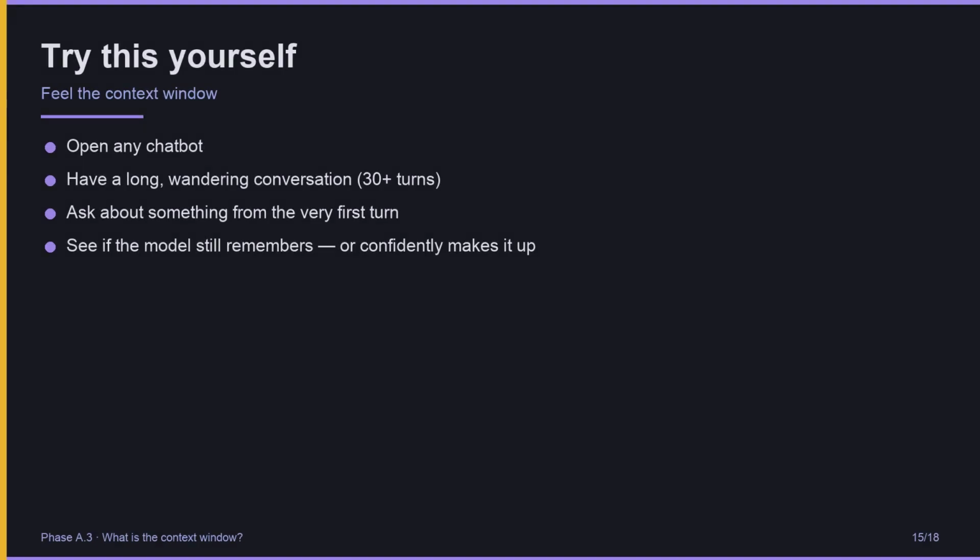Here is a small exercise. Open any chatbot. Have a long, wandering conversation, at least 30 turns, on purpose. Talk about a few different topics. Then go back and ask the model about something specific from your very first turn. See whether it still remembers, or whether it confidently makes something up. That moment, when it forgets and pretends it remembers, that is the context window overflowing.